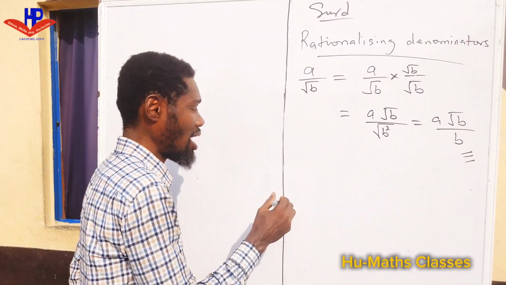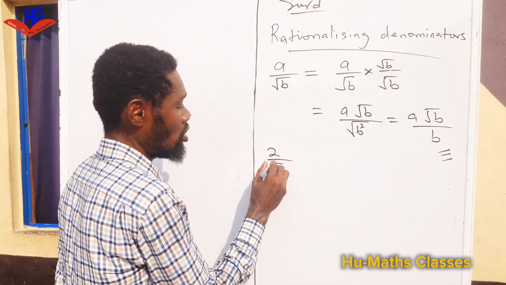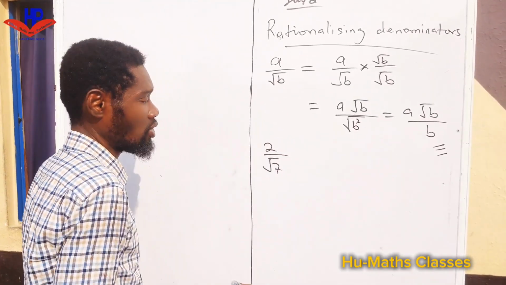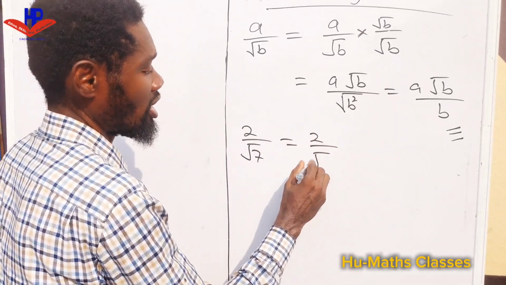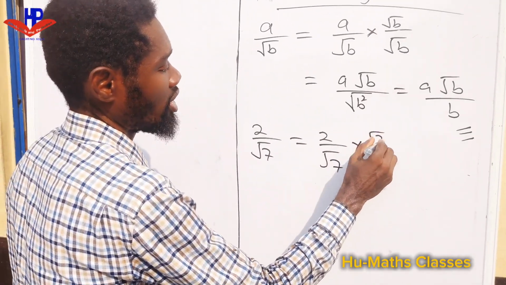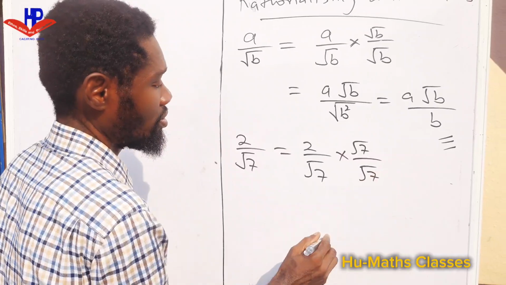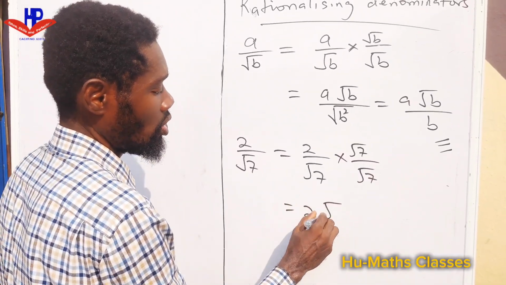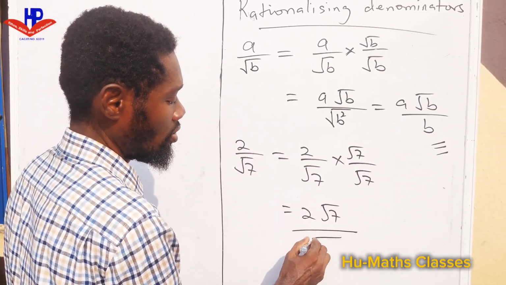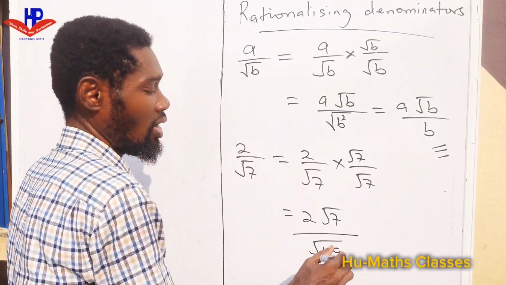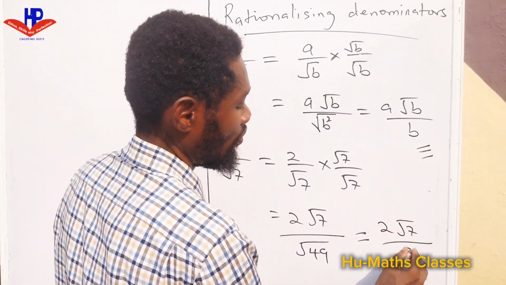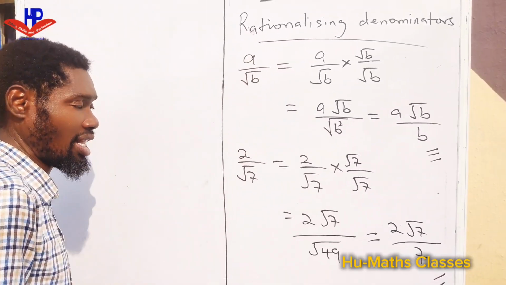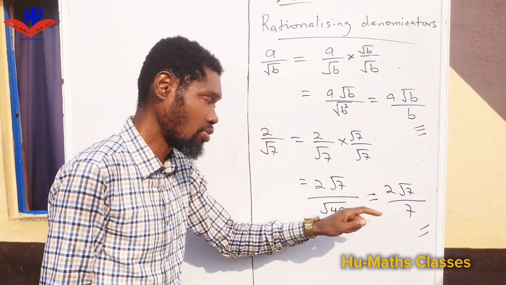So if you have a number in this form, 2 over root 7, and you're asked to rationalize the denominator, that will be 2 over root 7 times root 7 over root 7. This will give us 2 root 7 over root 49. And root 49 is 7. So we have 2 root 7 over 7. That is the final result, the rationalized result.